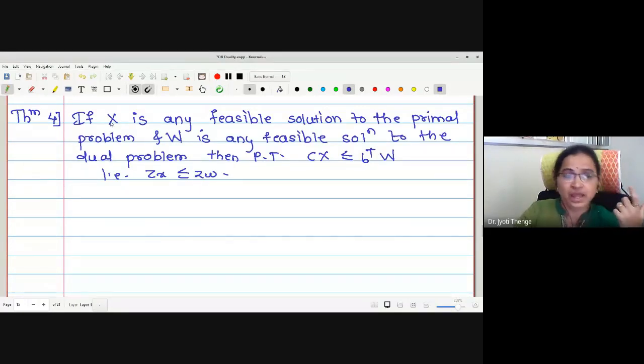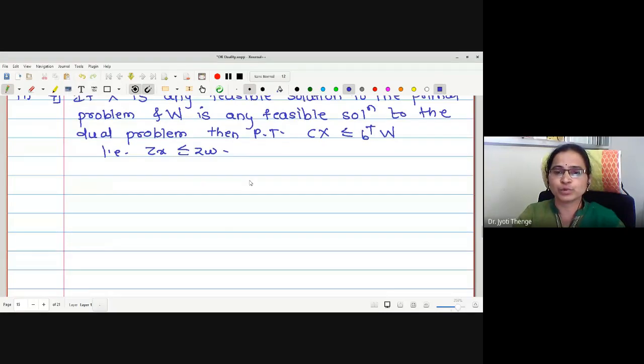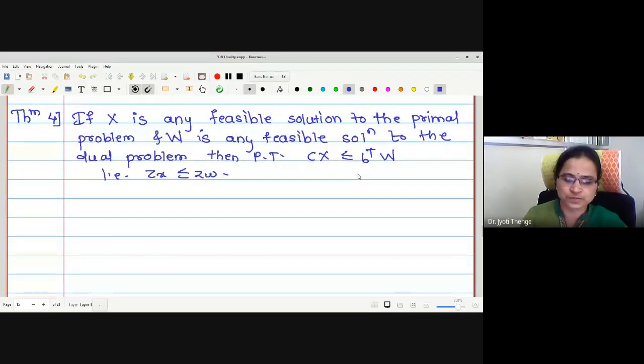Let us try to understand. X is feasible. It is said feasible, not optimal. Among all feasible solutions, you have to find the basic feasible ones. Among all basic feasible solutions, whichever gives the optimum value of the objective function will be my optimal feasible solution. But here x is given only as feasible. W is a feasible solution to the dual. Then we want to prove that Cx is less than or equal to B transpose W, that is, Zx is less than or equal to Zw. The value of the objective function in the primal is less than or equal to the value of the objective function in the dual. This is what we want to prove.